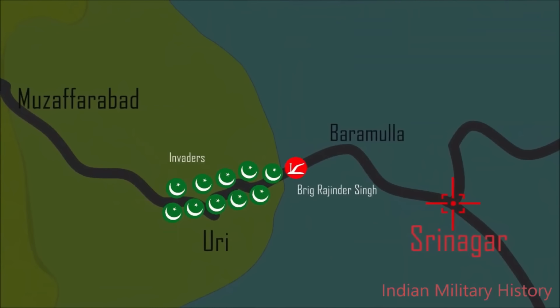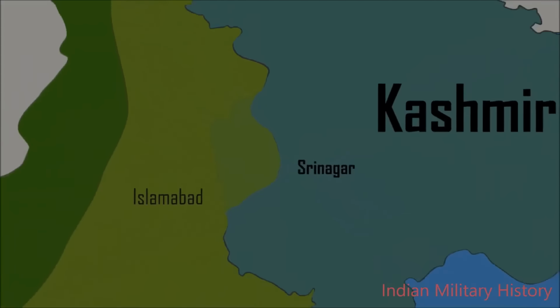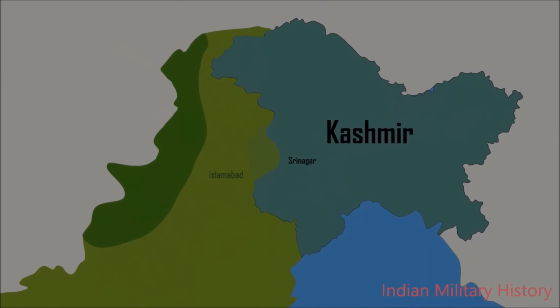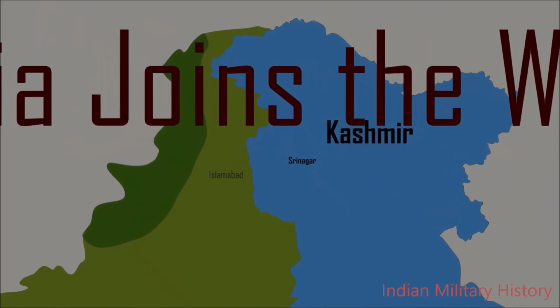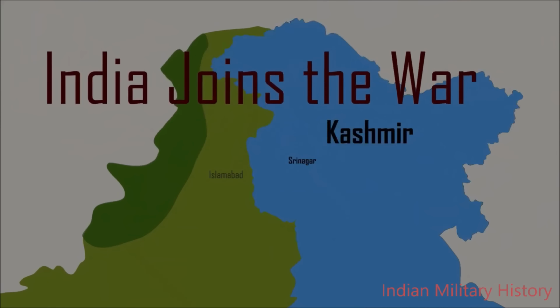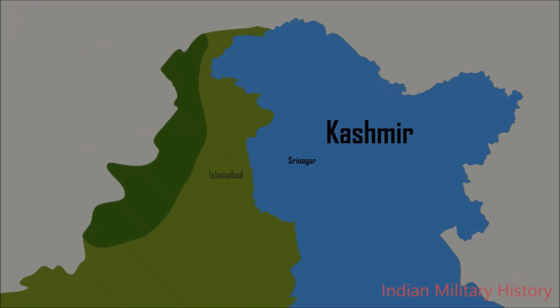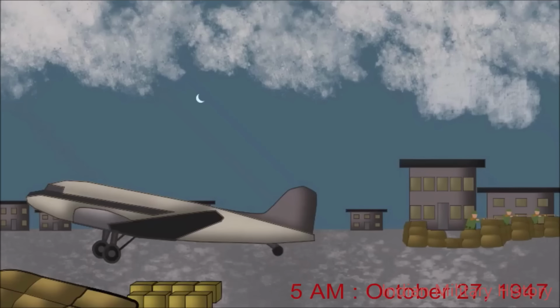While Brigadier Rajendra Singh's troops fought the invaders from October 24th to October 26th to try and delay the capture of Srinagar, the Jammu and Kashmir state representatives negotiated the instrument of accession of their state over to the Union of India. The instrument of accession was signed in the evening of October 26, 1947.